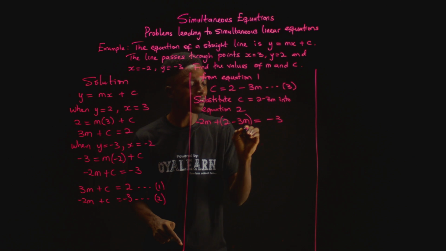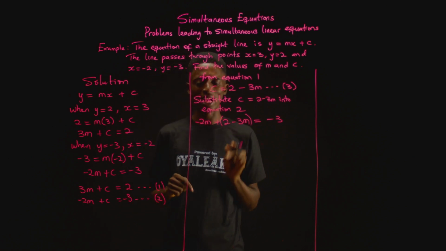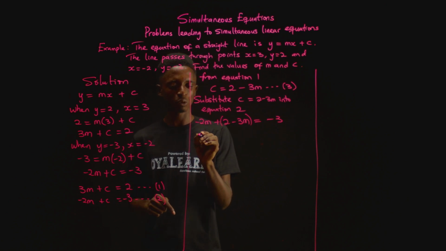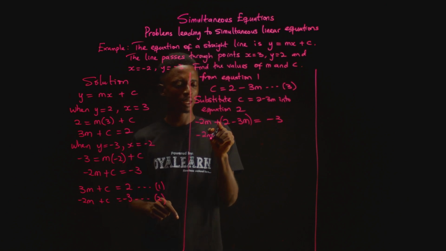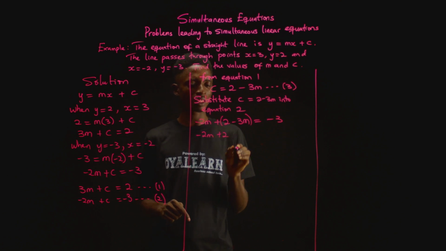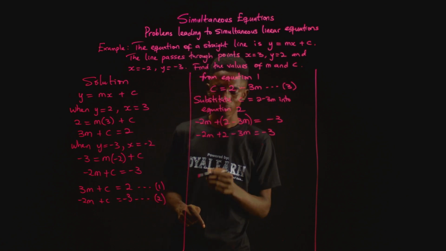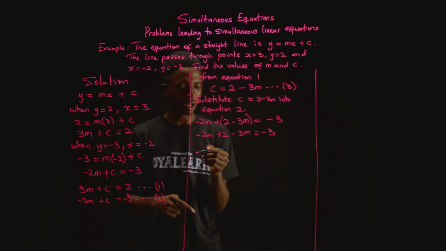Now, always put the value of c in brackets, so that you don't make a mistake with the signs. So when we open this bracket, we'll have minus 2m. Now, plus times minus 2 will give me plus 2. Plus times minus 3m is minus 3m, equals minus 3. Now, let's collect like terms.